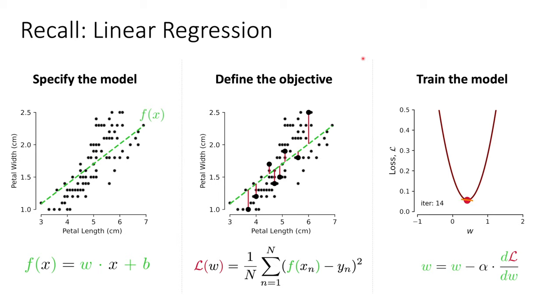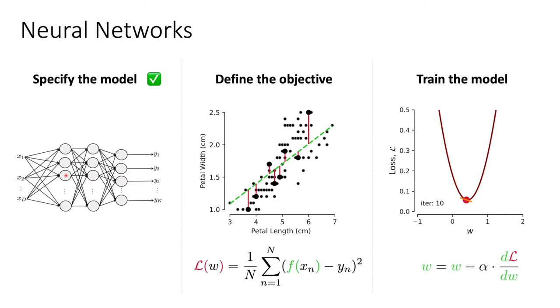Now, how do we train these things? First, let's recall how linear regression looked like. We specified a model, defined an objective, and then trained the model. Specifying the model is what we've just done. So we have our deep neural networks, we know how the individual layers compute their output and then hand it over to the next layer and so on. We know how this works, we have specified the model. Now we need to define an objective.